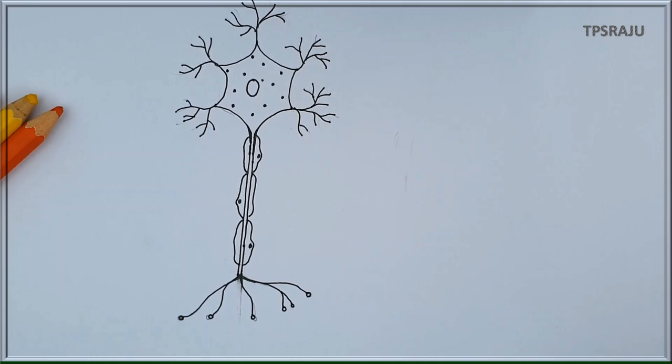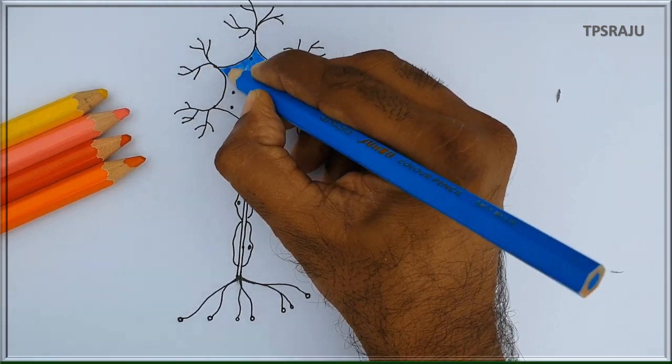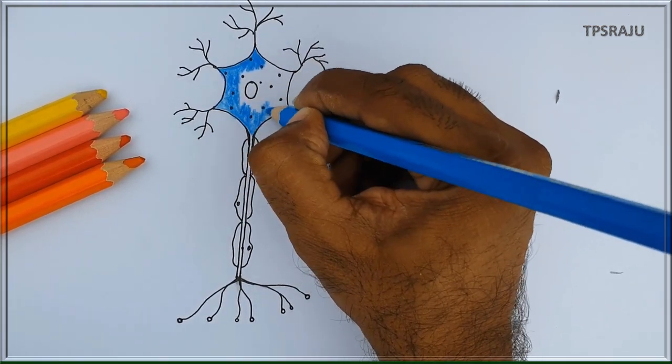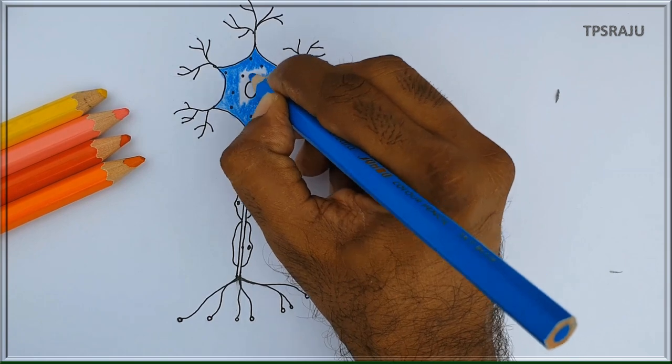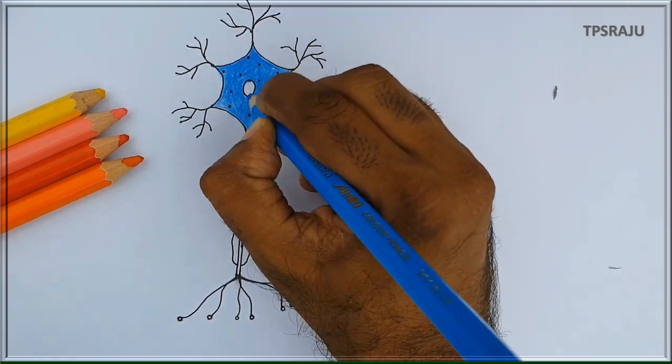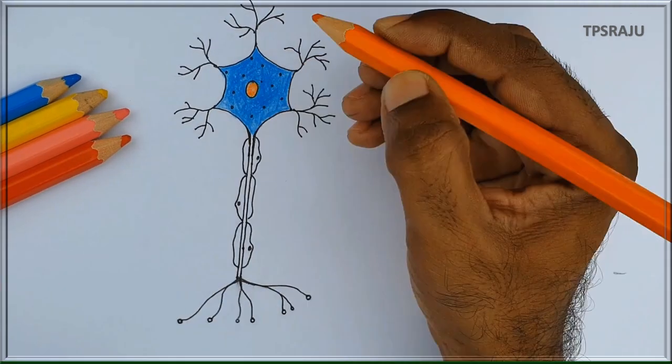If we apply the colors, it will become more beautiful. Let us apply the colors. Applying blue color to cytosol. Orange color to nucleus. Black dots present around the nucleus represents Nissl granules.